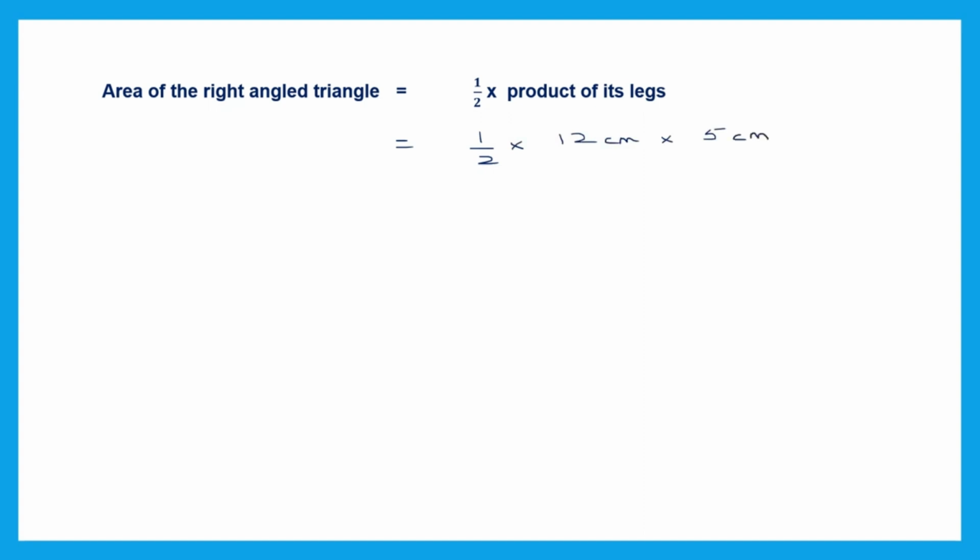So here let's cancel 2 and 12. 2 sixes are 12. Now let's multiply these two. So here what do we have? The area of the right angle triangle is equal to 6 into 5. 6 fives are 30. 30 centimeter square. So we have found the area, and the area is 30 centimeter square.